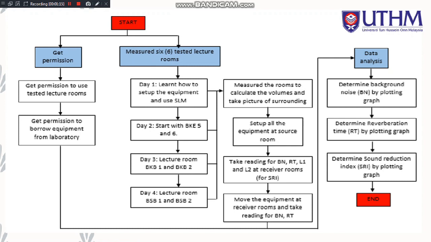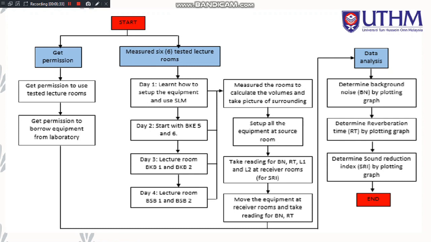For third day, I measure at BKB1 and BKB2. BKB1 as source room and BKB2 as receiver room, and I repeat with the same step as day 2. Lecture room BSB1 and BSB2 as the last day, and I repeat the same step.